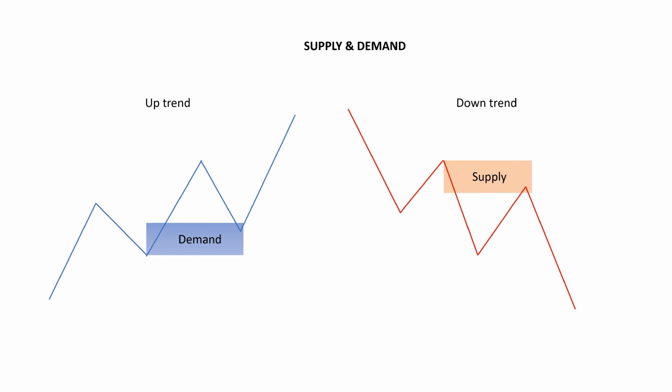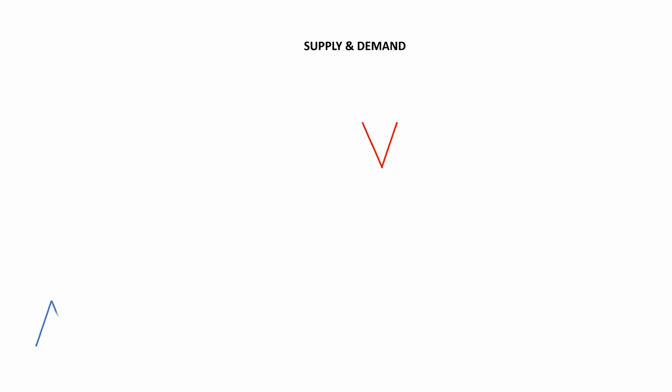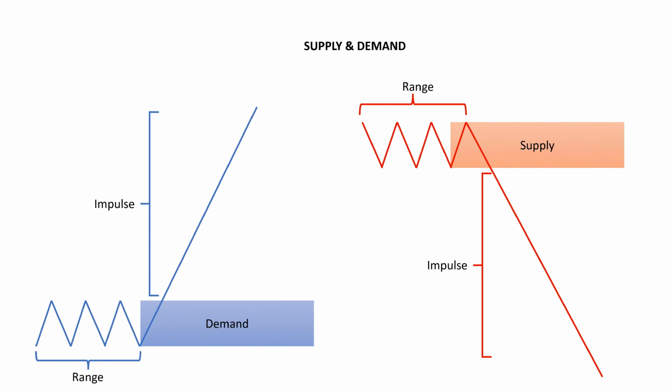The market is an interaction between buyers and sellers. And through supply and demand we can get to know who is in control, where demand represents buyers and supply represents sellers. At the start of every impulsive move, there is either demand or supply that led to this impulse.